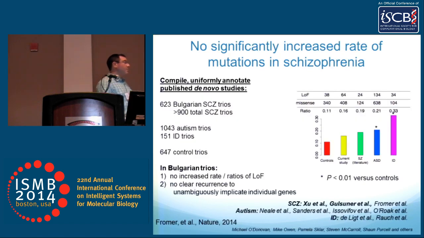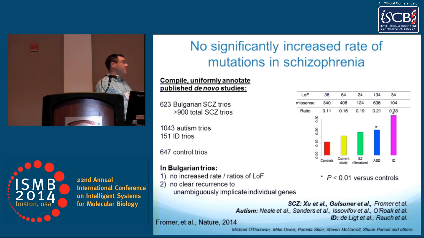When we did that actually here, what we see is that we look at controls and we look at the rate of loss of function mutations. Here we're just normalizing it by the loss of function to missense ratio. But in any case here, if you just focus on the bars, we see that in the schizophrenia studies, there might have been an increase compared to the controls, but this wasn't significant.